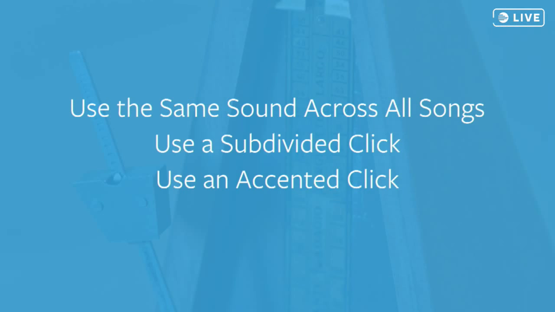One, use the same sound across all your songs. Two, use a subdivided click. And three, use an accented click. So again, let me show you in Playback what this looks like. But the idea of using the same sound across all songs is really important so it's a consistent experience for everyone.